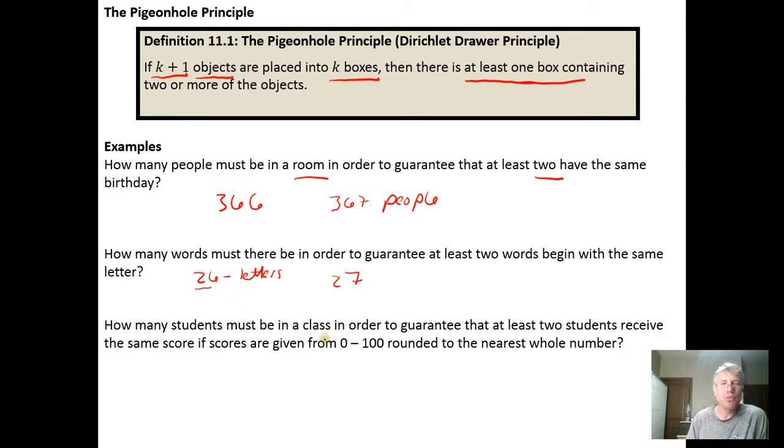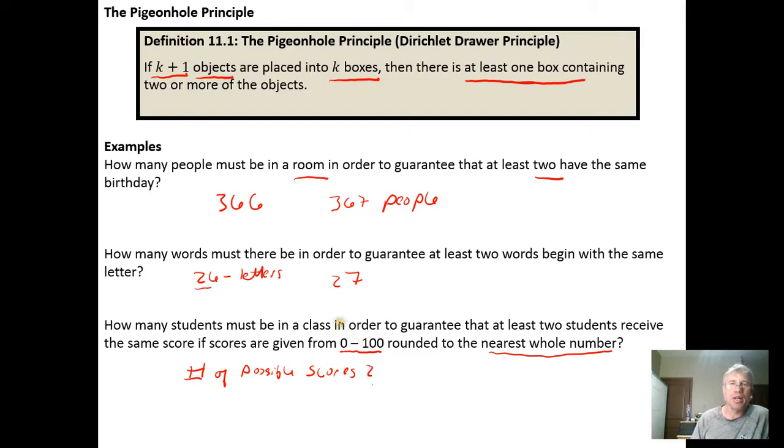Finally, how many students do you have to have in a class in order to guarantee that at least 2 students receive the same score? If scores are given from 0 to 100, rounded to the nearest whole number, so we're not allowing anything after the decimal place, no tenths, no hundredths, for example. So in this case, you would have to indicate how many scores are possible. What's the number of possible scores?